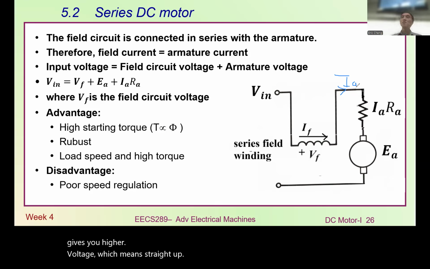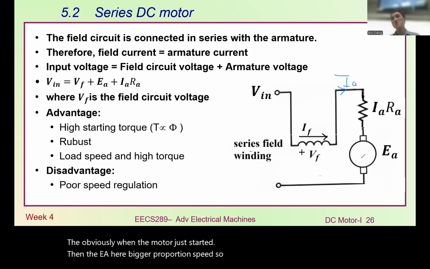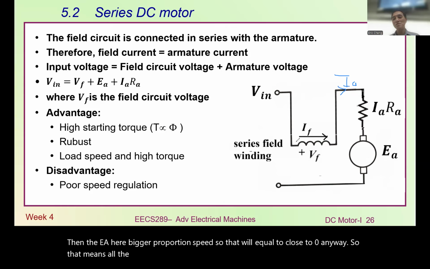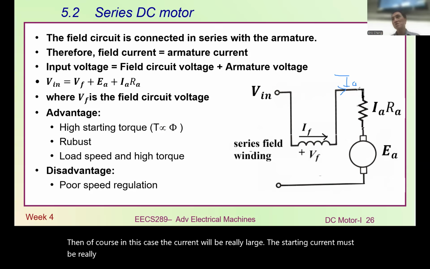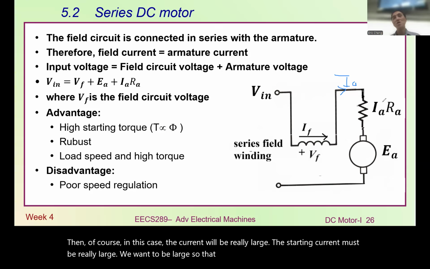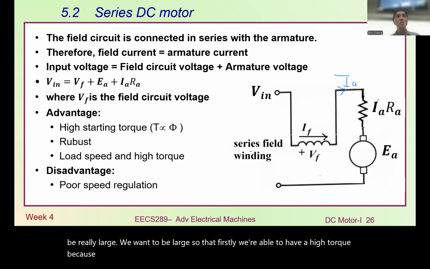Obviously, when the motor just started, then the EA here, because it is proportional to speed, will be close to zero anyway. So that means all the input voltage is applied to the IA RA plus the field here. Then, of course, in this case, the current will be really large. The starting current must be really, really large. We want it to be large, so that firstly, we're able to have a high torque because torque is directly proportional to IA. So this motor will obviously have a high torque.